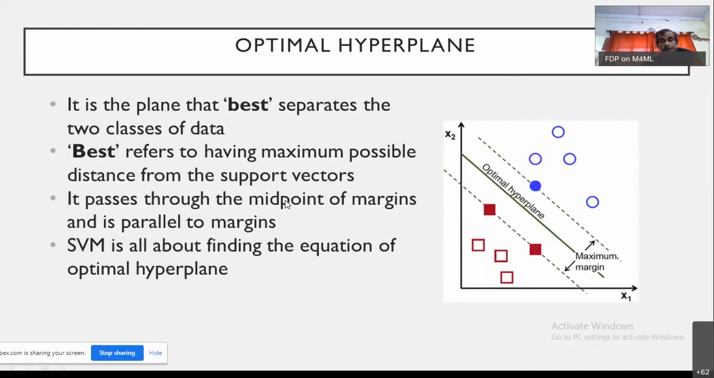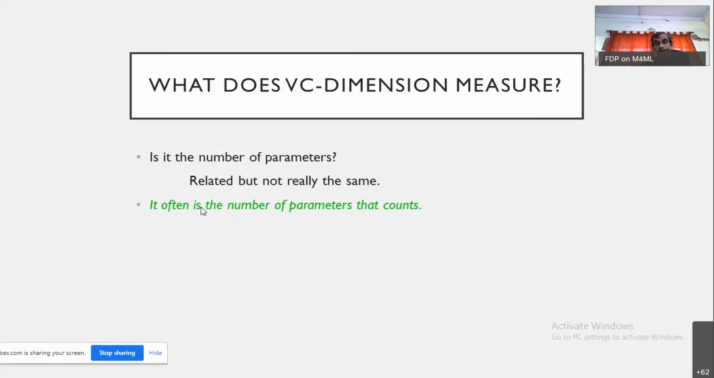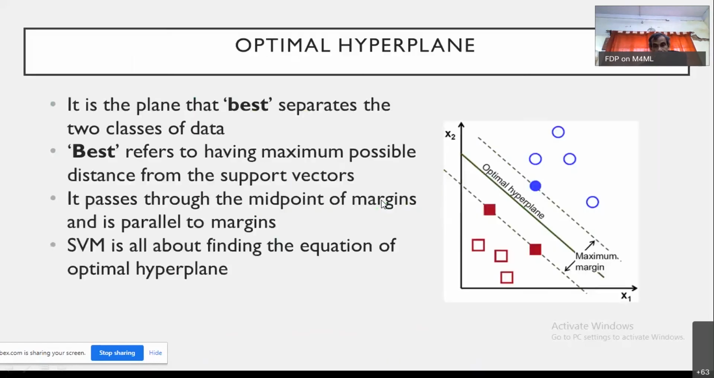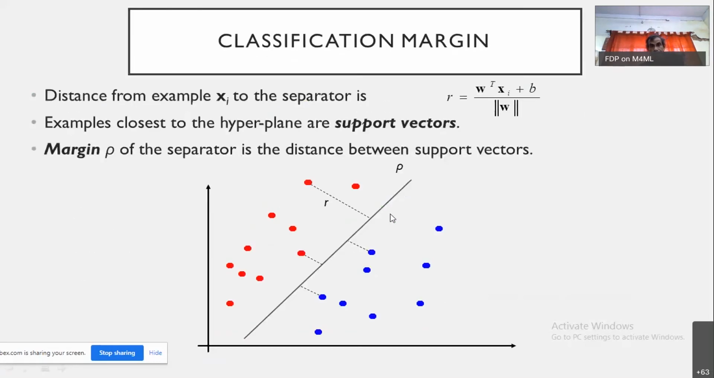Right? So using this VC dimension, I can say how much is the power of the system. Is it the number of parameters? No, it's not the number, it's what actually affects. So this VC dimension will be greater than or equal to M, so that M patterns, M points can be shattered. If you can shatter M points, then we say that the VC dimension is something more than M in any dimension.